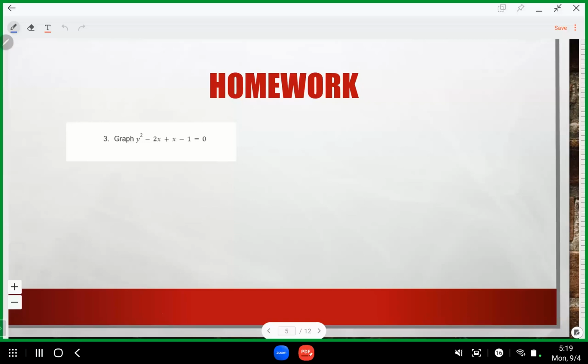Okay, let's go over this one. So for this one, you need to put it into the parabolic form. What you need to do is you need to complete the square, right? So what you get here is y squared minus 2x plus x minus 1 is equal to 0. So you're going to have y squared minus x minus 1 is equal to 0. So then you have y squared is equal to x plus 1.